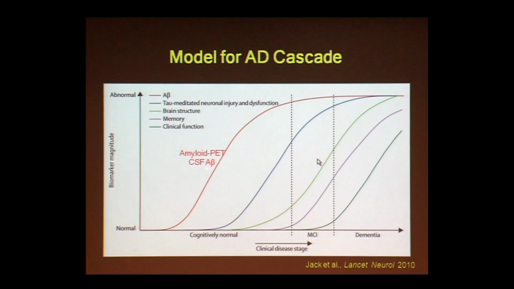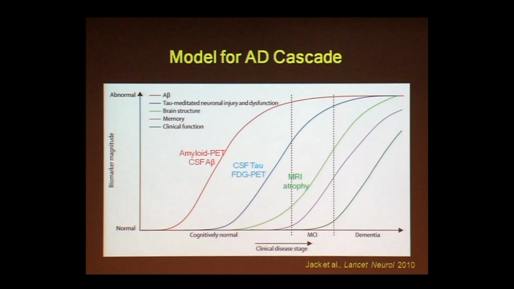The amyloid is rising largely before any symptoms at all, and you can measure that with a PET scan or with spinal fluid. Notice that it's reaching a relative plateau even before the very earliest symptoms of memory decline. Next, we might see deposition of tangles and dysfunction of brain networks. We'll hear more about that from Dr. Seeley, and we can perhaps measure this with CSF levels of tau or with another kind of PET scan that looks at brain metabolism.